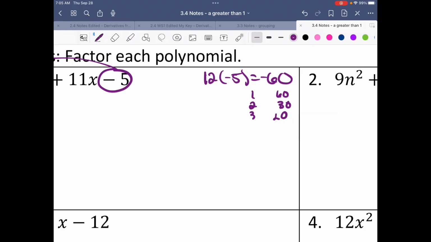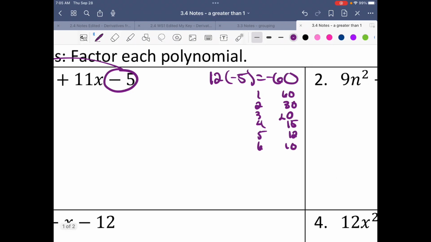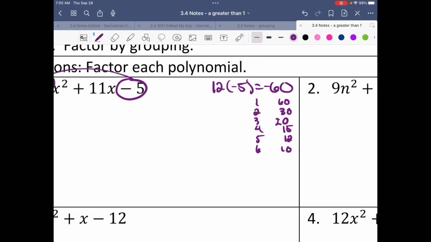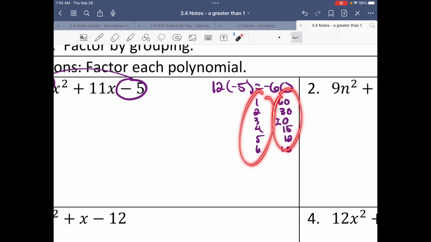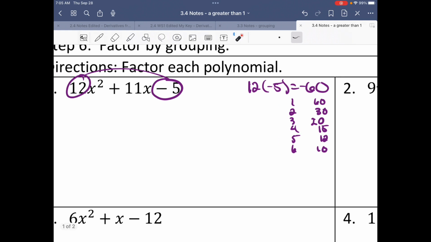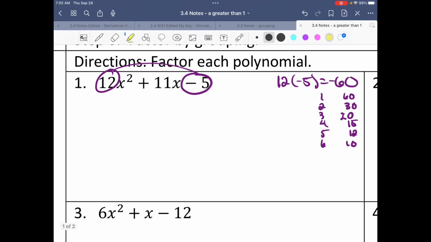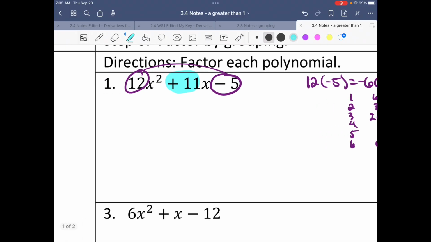There's a bunch. So they have to multiply to be negative 60, which means one of these numbers has to be negative. Now I have to decide which one has to be negative. So that's when I look at the b term. So I'm looking at this 11.